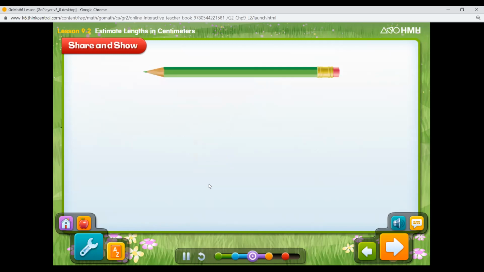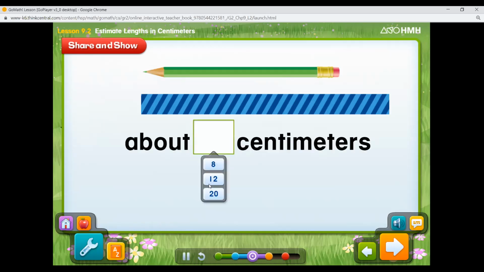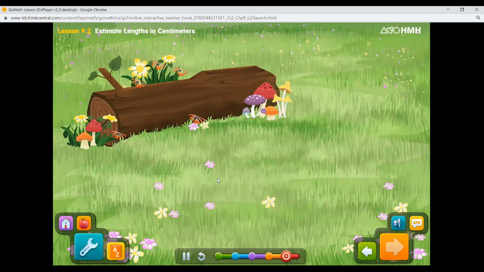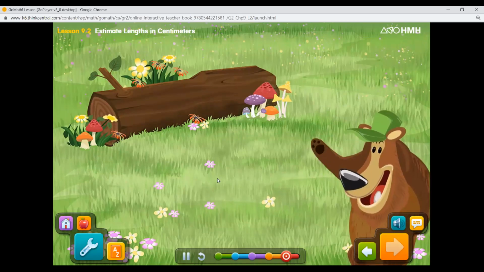The pencil is about 9 centimeters long. This ribbon is longer than the pencil, but not twice as long. Which is the most reasonable estimate for the length of the ribbon? That's right, the ribbon is about 12 centimeters long. Now let's practice with the personal math trainer. Now try your homework on your own. Thanks for helping me figure out the length of the rock. See you soon.